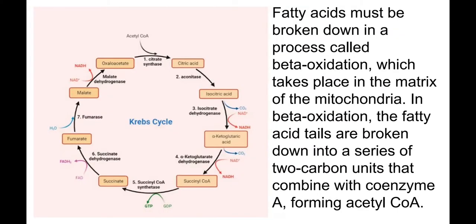Okay, as I said, fatty acids cannot go to this glycolysis. Instead, they have to be broken down in the process of so-called beta oxidation, which takes place in the matrix of the mitochondria. So it is inside the mitochondria, and in this beta oxidation, the fatty acids are broken to a series of 2 carbon units that combine with coenzyme A, forming acetyl coenzyme A, and then they enter the Krebs cycle or citric acid cycle.